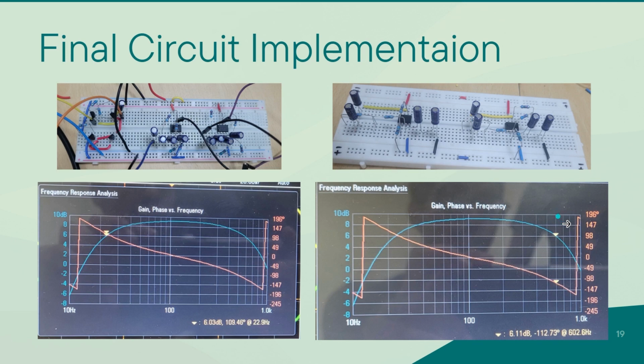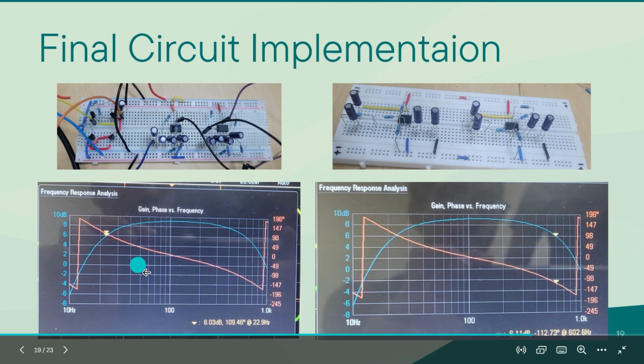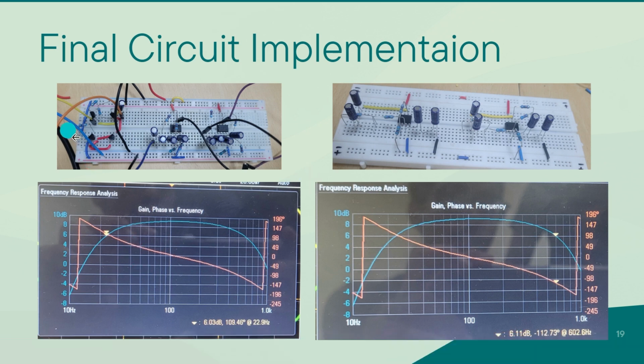Now let's take a look at the final implemented hardware circuit. We used a breadboard to implement the circuit, and all the required components were connected according to the circuit diagram, block diagram, as we saw earlier. As you can see, this consists of the BJT based differential amplifier. This block shows our high pass filter, and this entire breadboard circuit shows our low pass filter, and we have cascaded it. And in the bottom two images, we show the frequency response analysis of our filter.